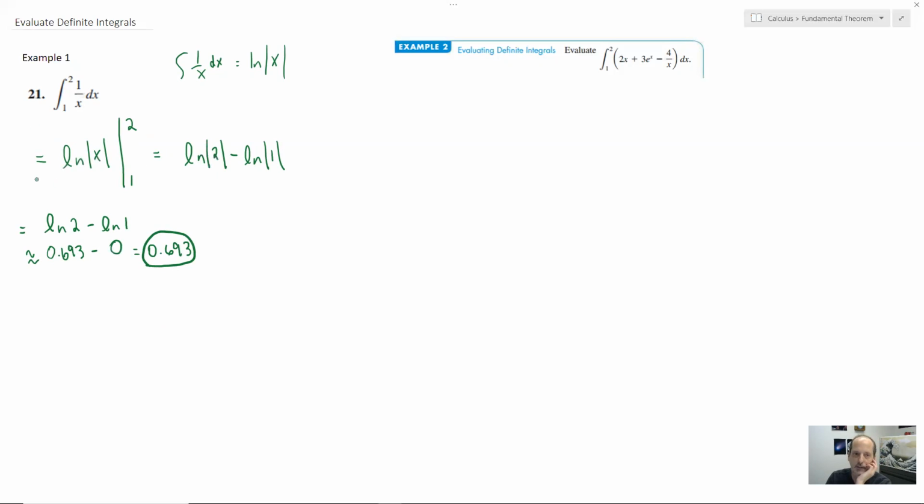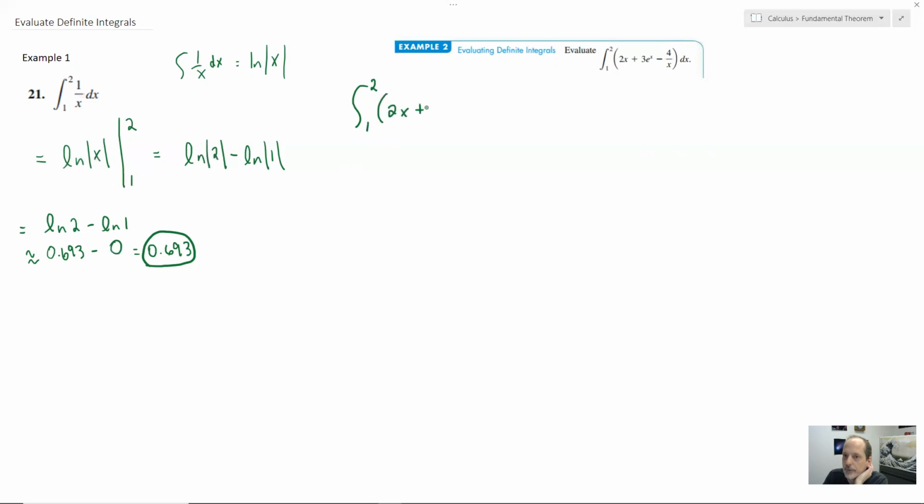Okay, so there's another example. Now this one, it's really just a bunch that we have to split up and do independently. And it just takes a lot of white space. So let's get started on this one. We're going from 1 to 2 again.